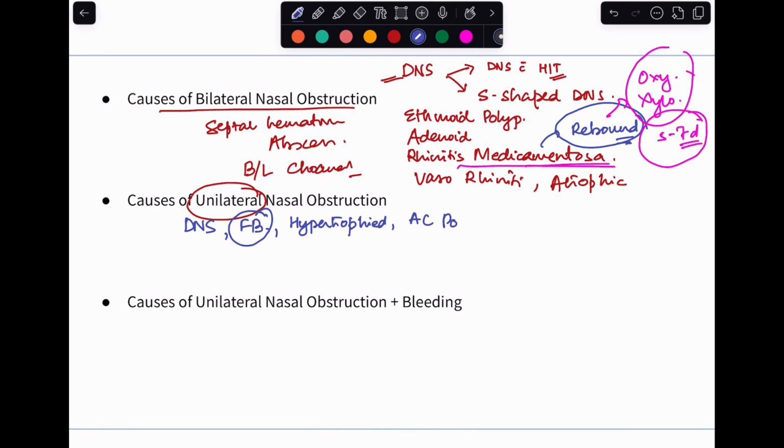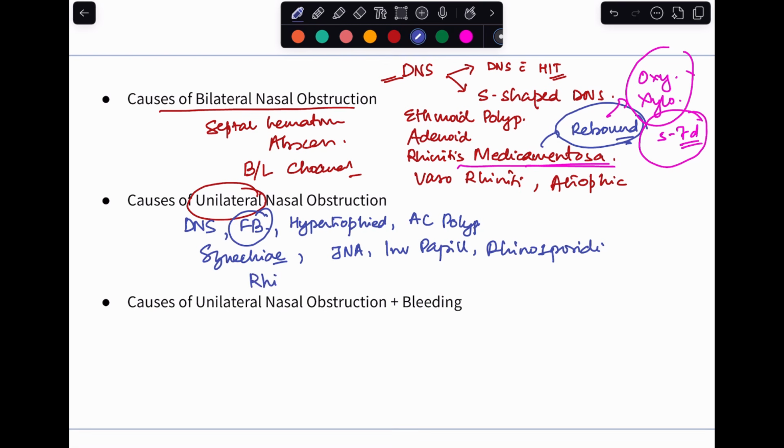Then we have AC polyp, antrochoanal polyp, which typically develops on one side. Then it can be a case of synechiae in a post-surgical case. Then we can see any other nasal masses. There are a lot of nasal masses, benign and malignant as well. For example, we have juvenile nasopharyngeal angiofibroma. We have the inverted papilloma. Then we have rhinosporidiosis, even sinonasal malignancy. So these are all causes that will lead to unilateral nasal obstruction.